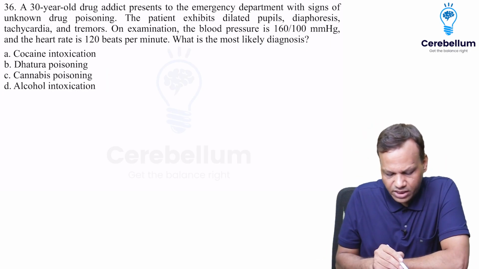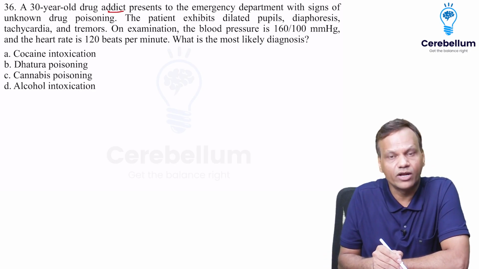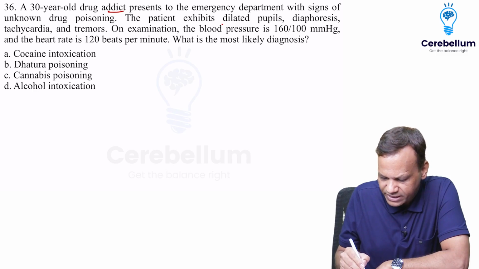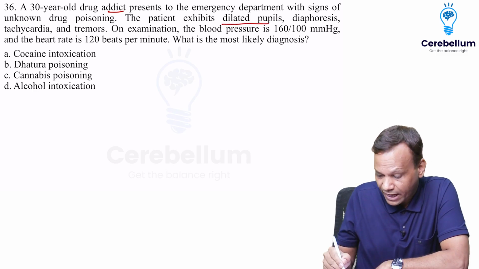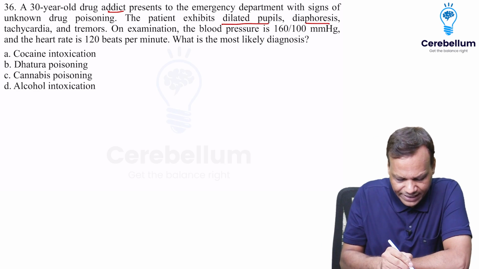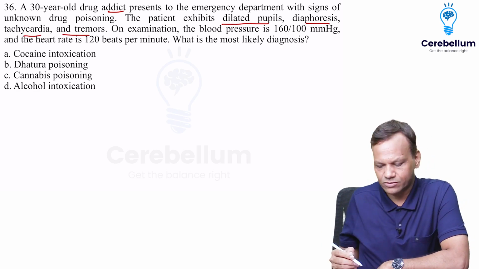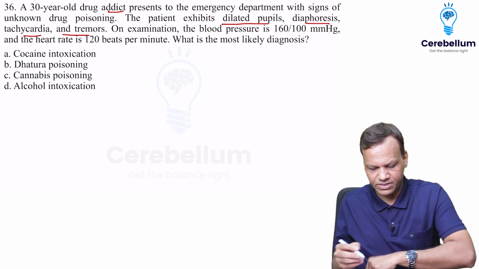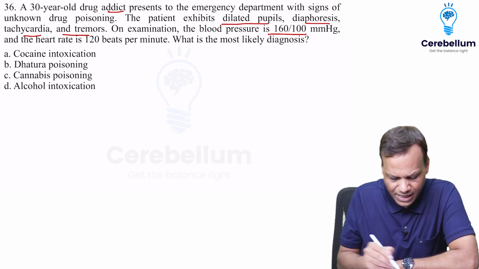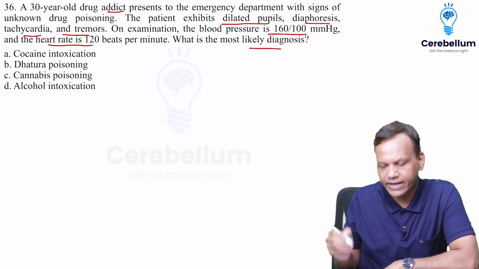Next question. A 30-year-old addict presents to the emergency department with signs of unknown drug poisoning. The patient exhibits dilated pupils. Yes. Diaphoresis, sweating is there, tachycardia is there, and tremors are there. So basically sympathetic symptoms are there. On examination, BP is high and heart rate is high. So what is the likely diagnosis?